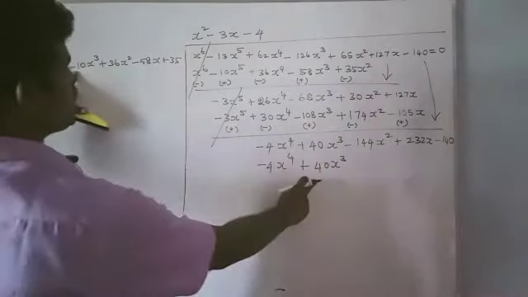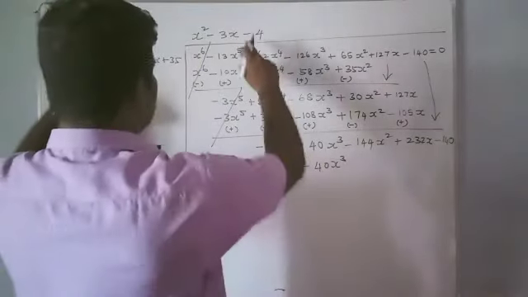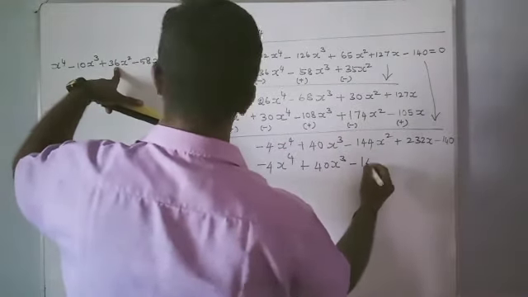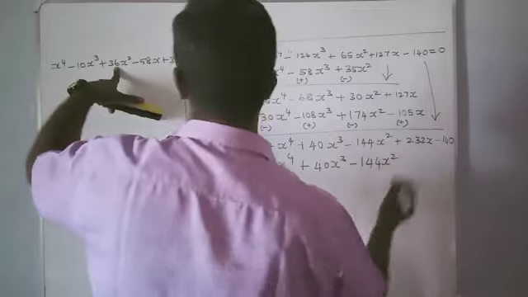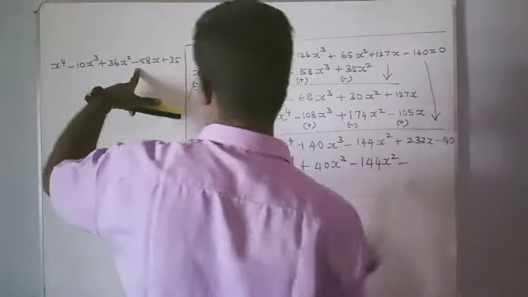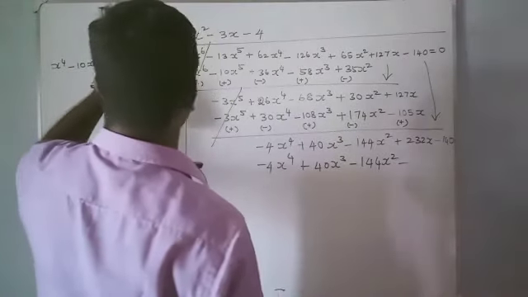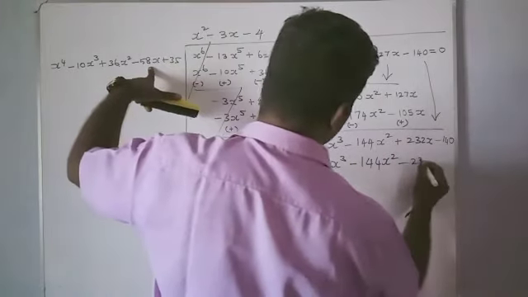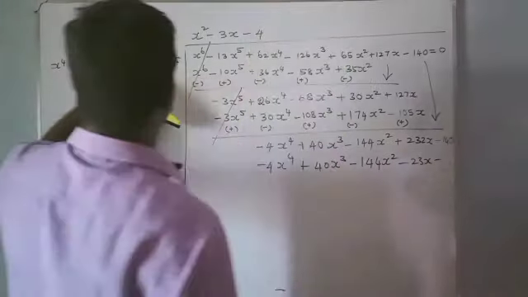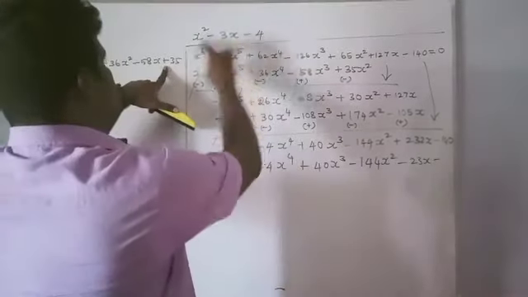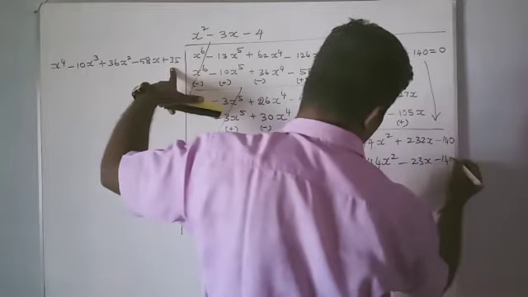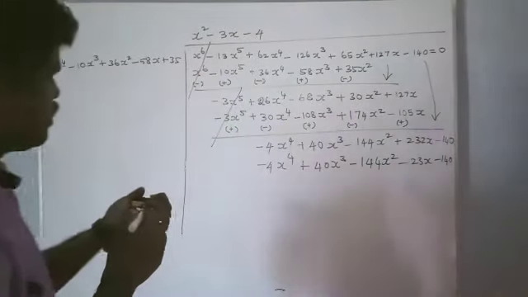Minus into minus, plus 40 x cube, and minus 144 x squared, and minus 4 into 58, so 232x, and minus into plus, minus 4 into 35, 140.